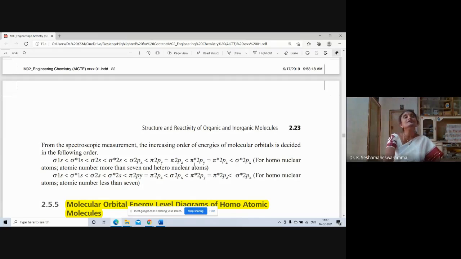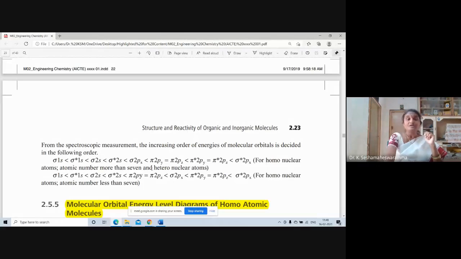This order is for homonuclear atoms with atomic number 7 and more than 7, nitrogen onwards. First, after sigma 2px, pi 2py and pi 2pz will come. After that, pi star 2py, pi star 2pz, and then finally sigma star 2px will come.